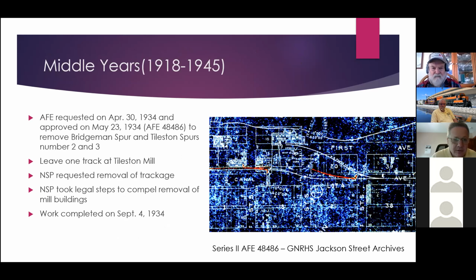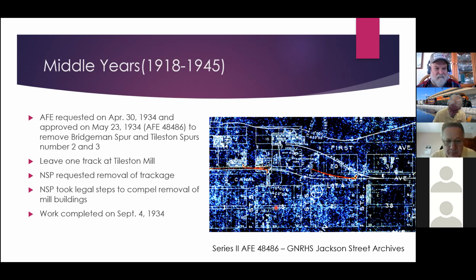So in 1934, an AFE was written to remove the Bridgman Spur here and Tileston Spurs number 2 and 3, which were the track closest to the mill and the elevator, leaving one track here at the Tileston Mill.